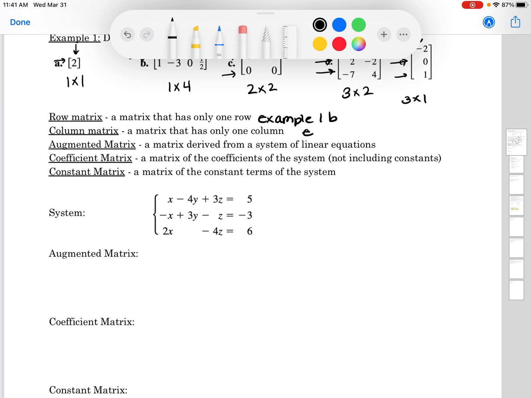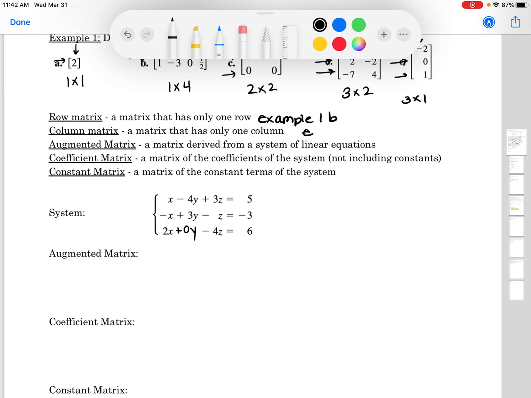Here we have a system of linear equations. x minus 4y plus 3z equals 5. Negative x plus 3y minus z equals negative 3. And 2x minus 4z is equal to 6. We have everything nice and lined up like we would do in algebra with elimination. What we're going to do is anywhere there is an empty spot, we're going to throw in a 0.